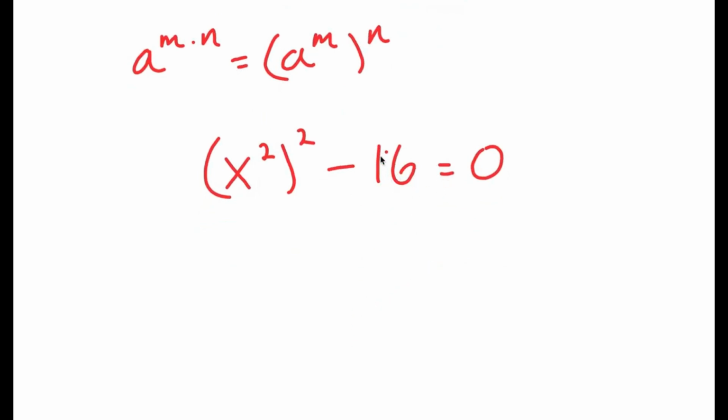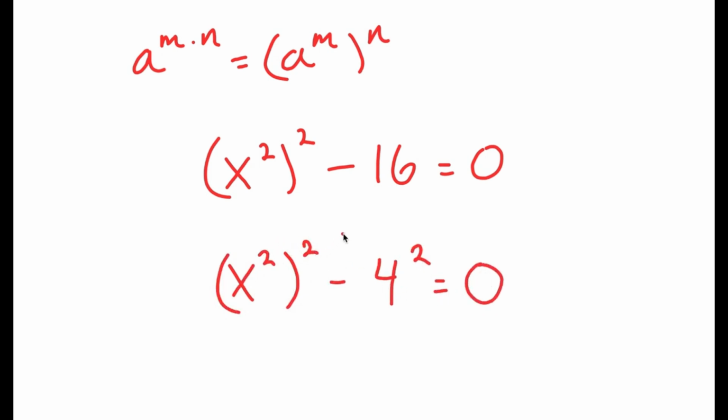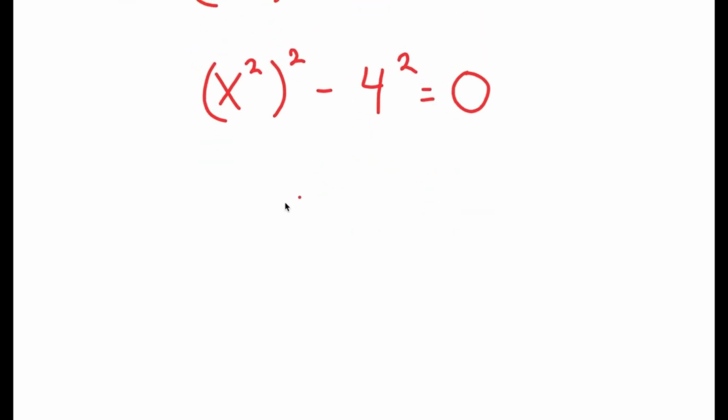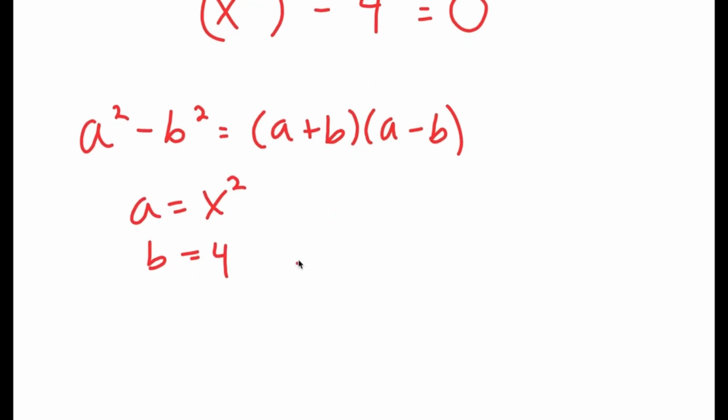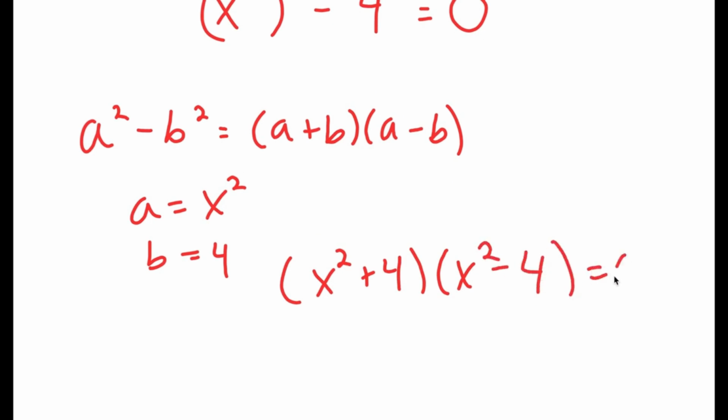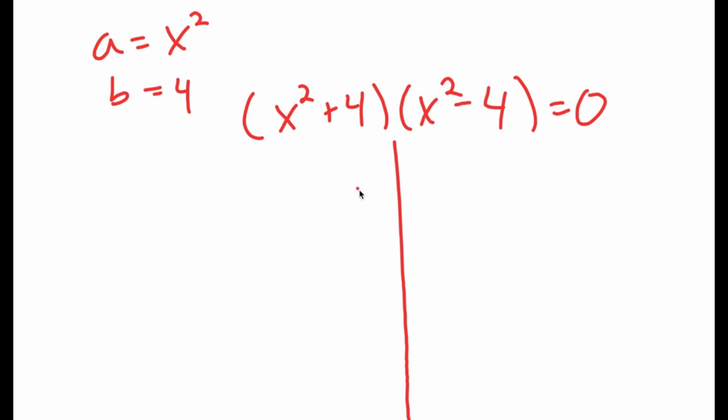Now from here, I'm going to rewrite 16 as 4 squared. So now I have x to the power of 2 to the power of 2 minus 4 squared is equal to 0. And if I have something in the form a squared minus b squared, this is equal to a plus b times a minus b. So in this case, a is x squared and b is 4. So this turns into x squared plus 4 times x squared minus 4 is equal to 0. Now I can divide this into two equations. I have x squared plus 4 is equal to 0, and x squared minus 4 is equal to 0.